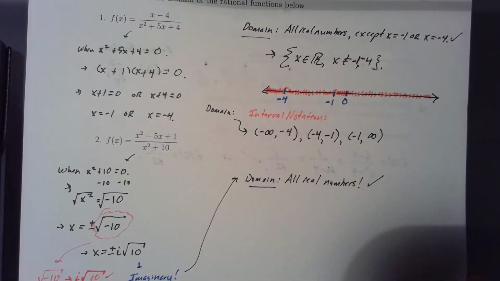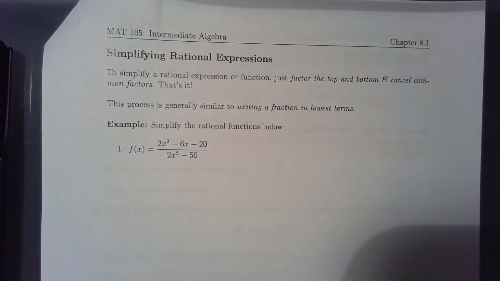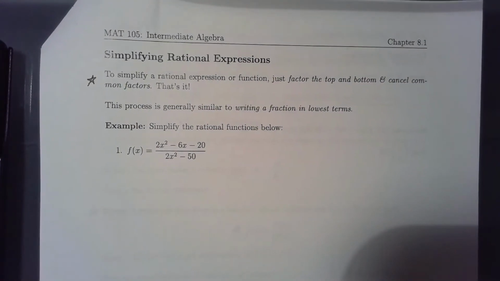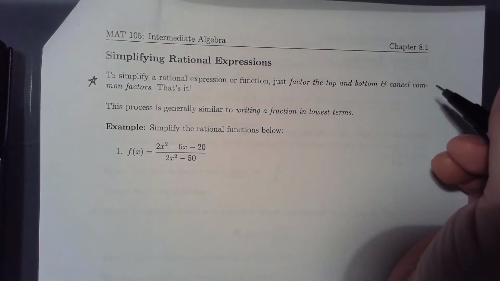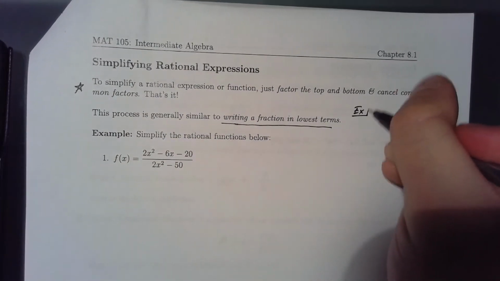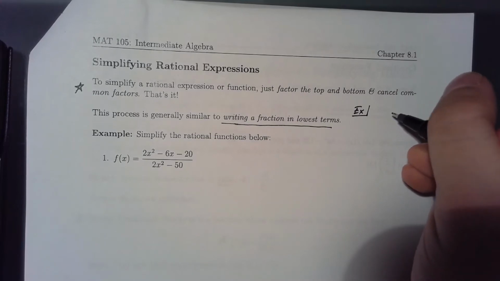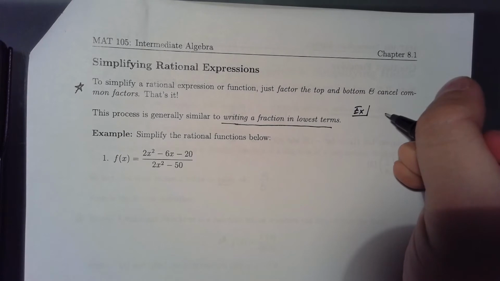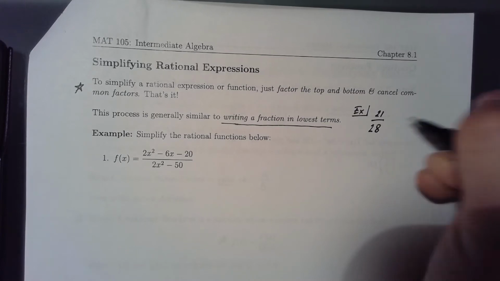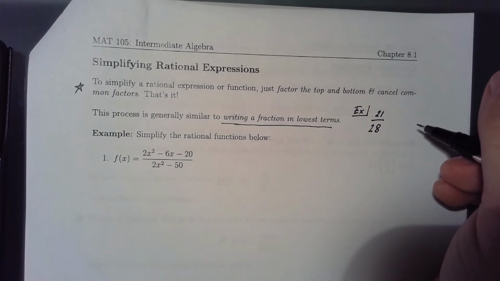Okay. So let's look at simplifying these now. And basically, when you're simplifying a fraction, that's just saying you're doing what? You're writing a fraction in lowest terms, right? For example, if I have the fraction, I don't know, 21 over 28. How do you write that in lowest terms?